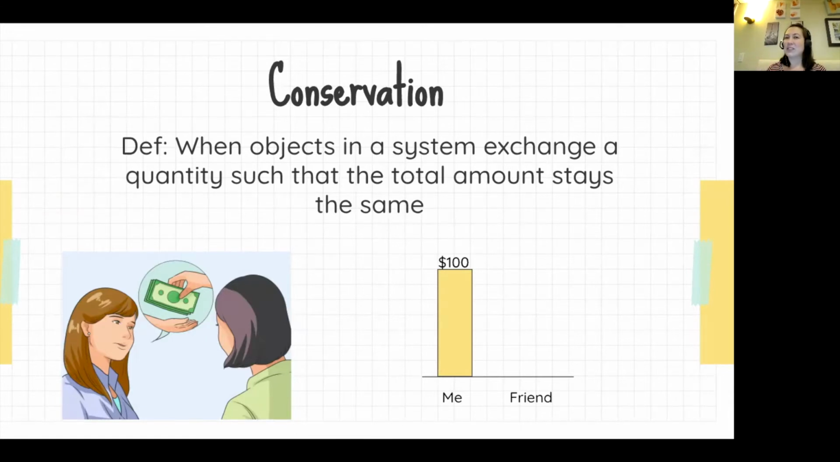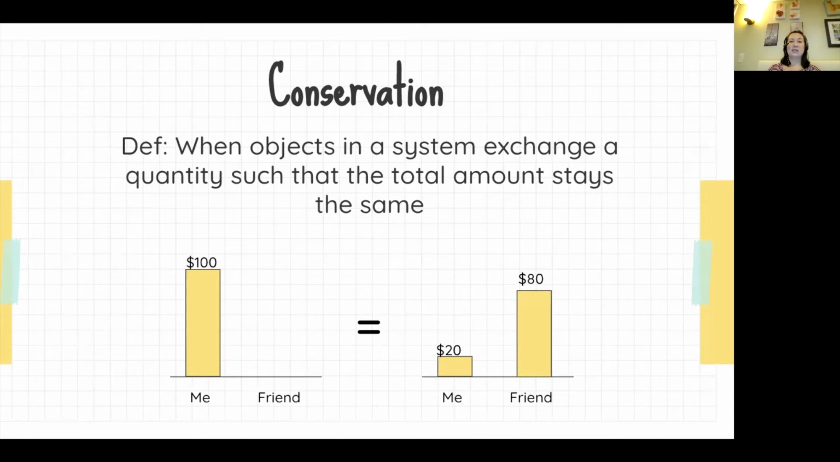Example, conservation of money. In this example, let's say I have $100 and me being very generous will lend my friend $80. This is an example of conservation of total money. The total money is $100. We exchange it between just the two of us, not my banker, not my mortgage payment, not my car payment, right? Just the two of us exchange money for $100 total.